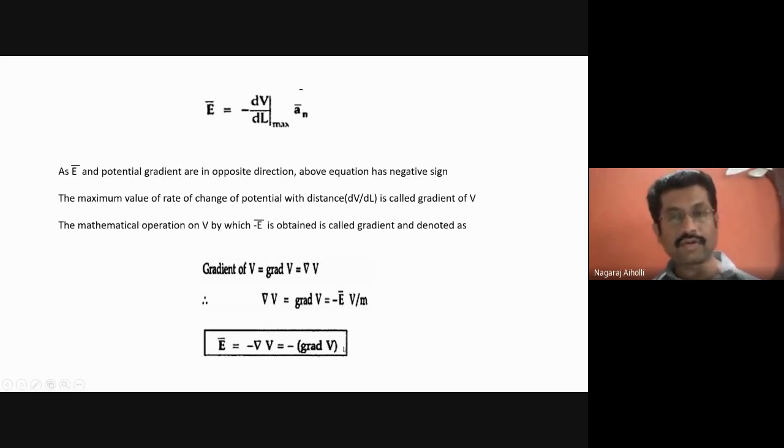It will be clear for you when we'll be solving the next example. E bar is minus gradient of V, or minus del V. V is a scalar quantity, but E bar is a vector quantity because it is the gradient of a scalar quantity. Gradient of a scalar quantity is always a vector quantity. Remember, gradient of a scalar quantity is always a vector quantity.